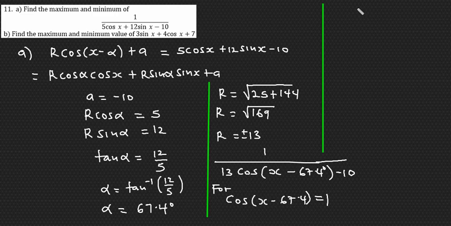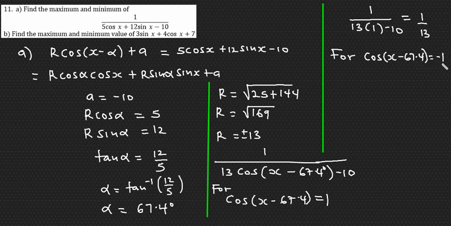Then what do we get? This will be 1 over 13 times 1, then minus 10, which is 1 out of 13. Then from that we are going to use negative 1, the cos of this angle, (x minus 67.4), to be equal to negative 1. That means we shall be having 1 over 13 times negative 1, then minus 10. We shall get 1 over negative 23.